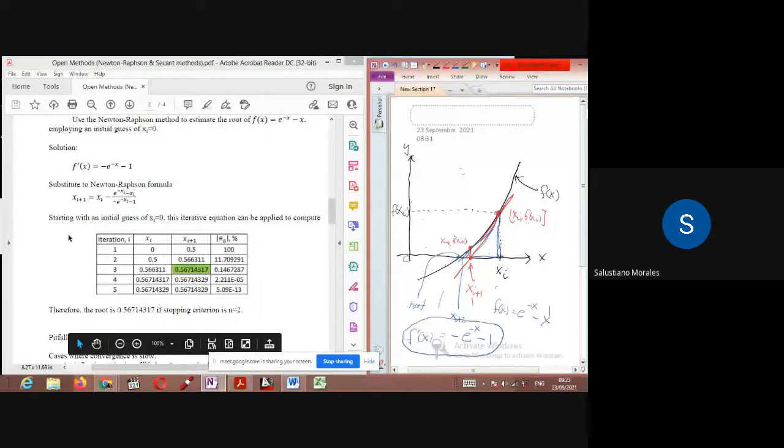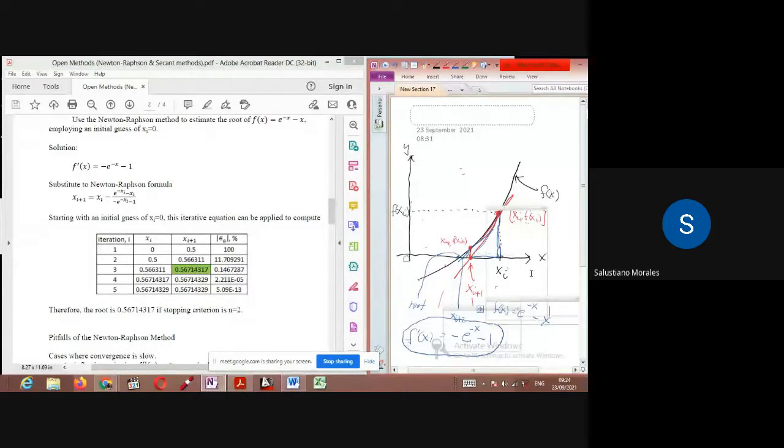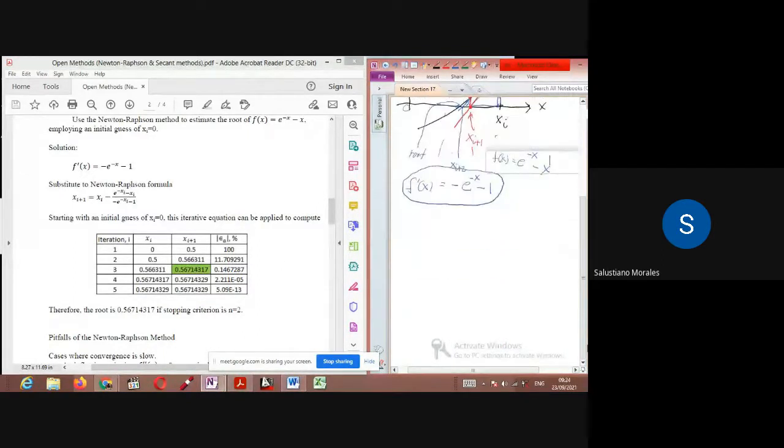So starting with an initial guess of x sub i equal to 0, this iterative equation can be applied to compute the following. So we can see here that in iteration number 1, the initial value of x sub i is 0. Then after that, we can compute now the value of x sub i plus 1, that in this case, we have a value of 0.5. So let me just show the computation at that value.